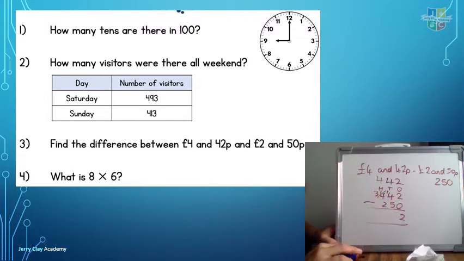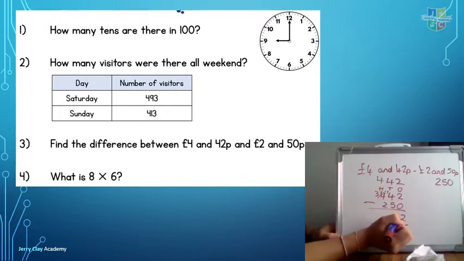Now I'm going to start from 5 and count up. 5, 6, 7, 8, 9, 10, 11, 12, 13, 14. I know the answer is 9. And then 3 take away 2 is 1.